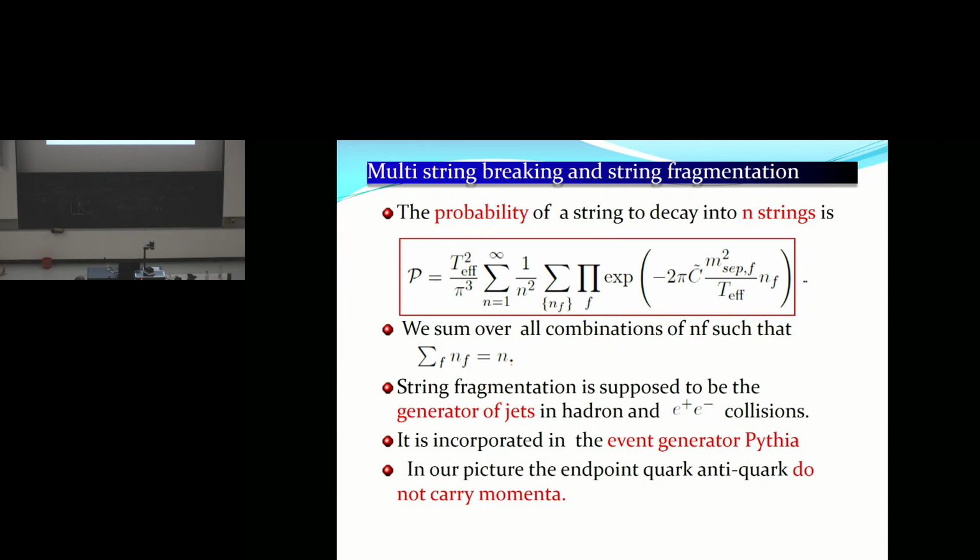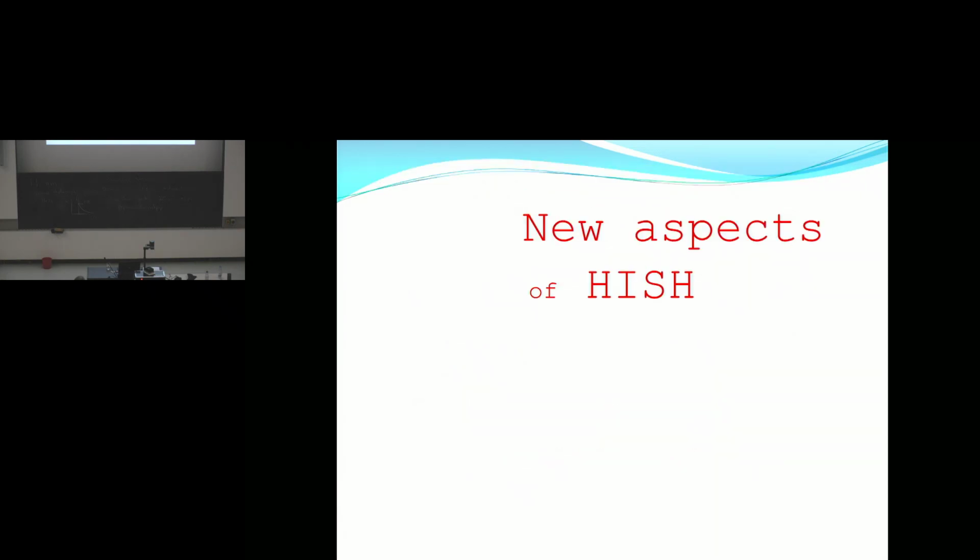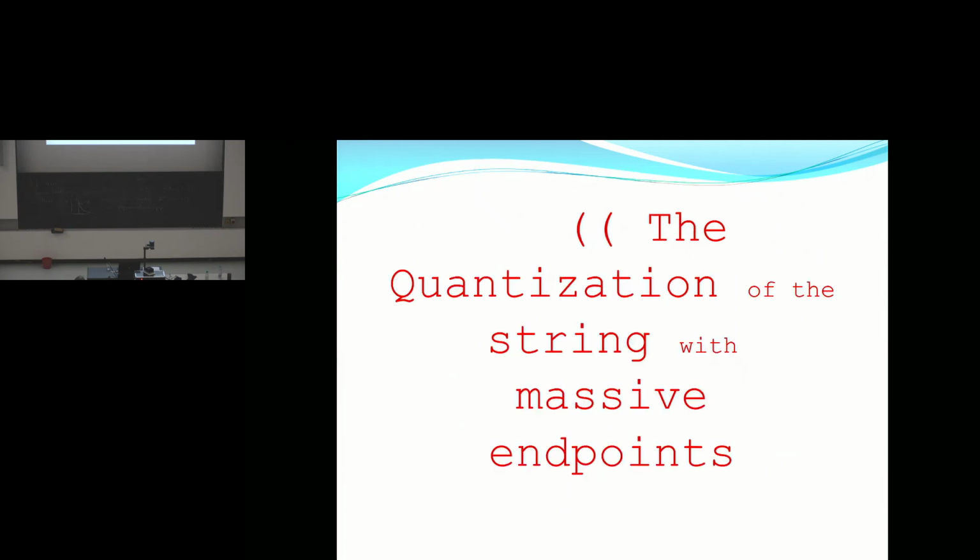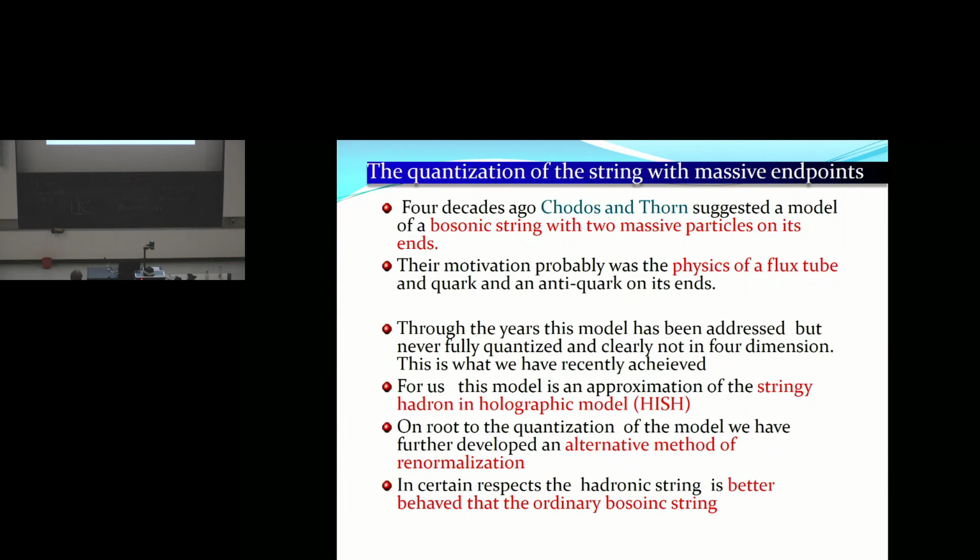5 minutes, and I haven't started to describe any results. So I'll do it in 5 minutes. So the question is, how do we quantize this string with massive endpoints? It's a problem that was set 40 years ago by Chodos and Thorn. They had a phenomenological motivation, and now we came back to it in holography.